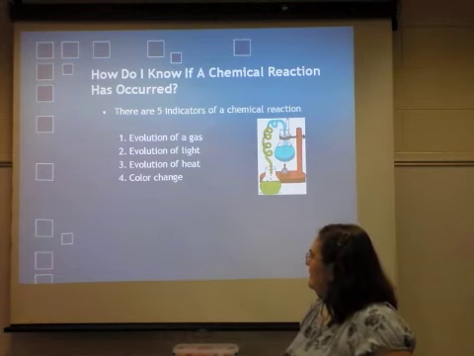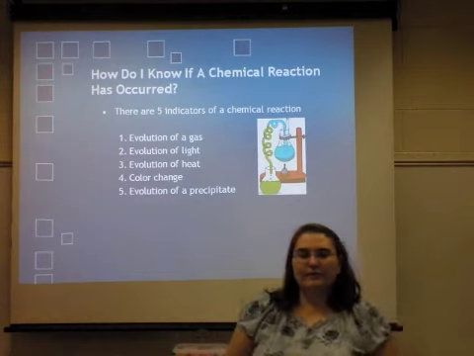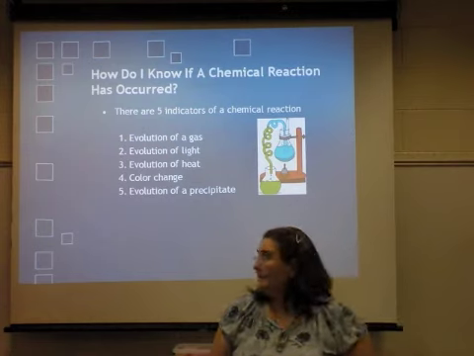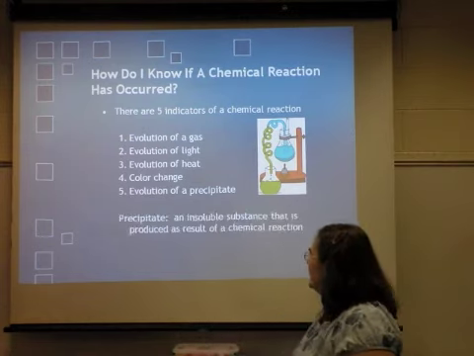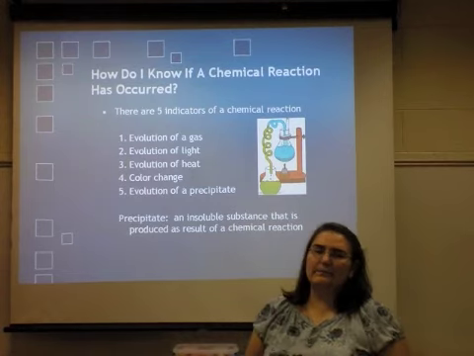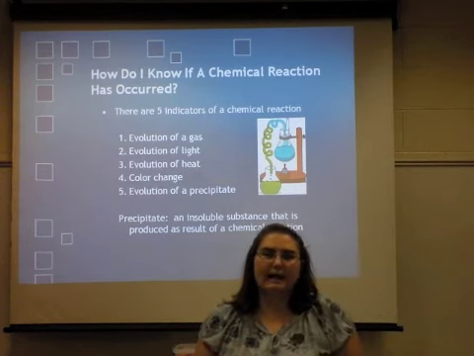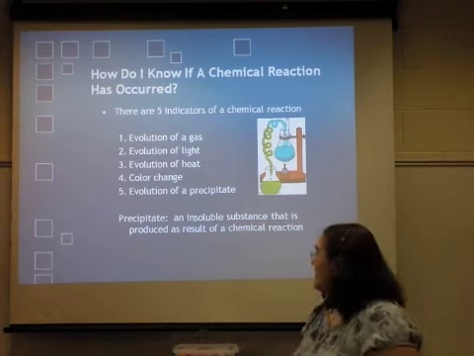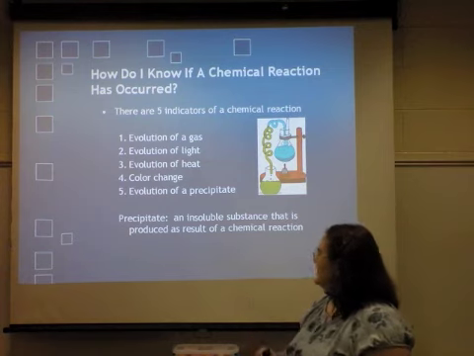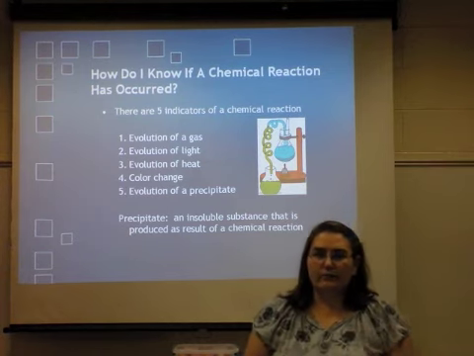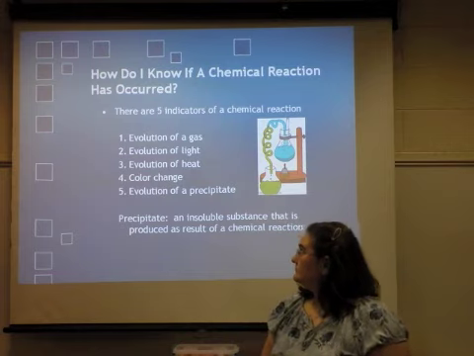And finally, something called the formation or the evolution of a precipitate. Now, a precipitate is a solid or an insoluble substance that is formed, I should say, as the result of a chemical reaction. So, a precipitate is this insoluble substance that's produced through a chemical reaction.